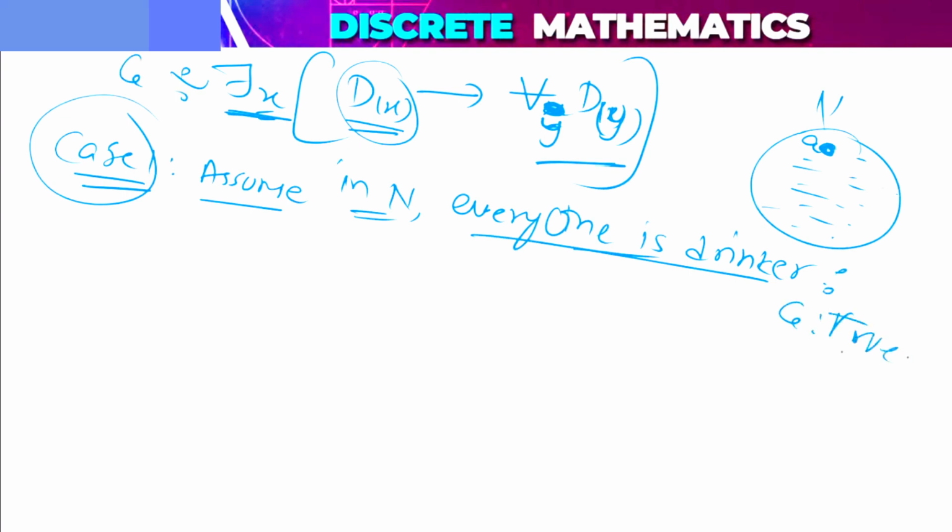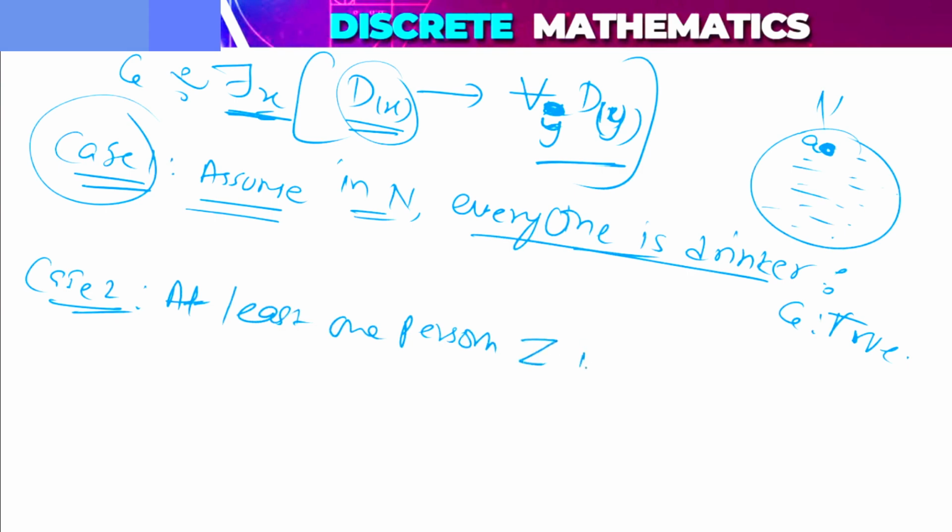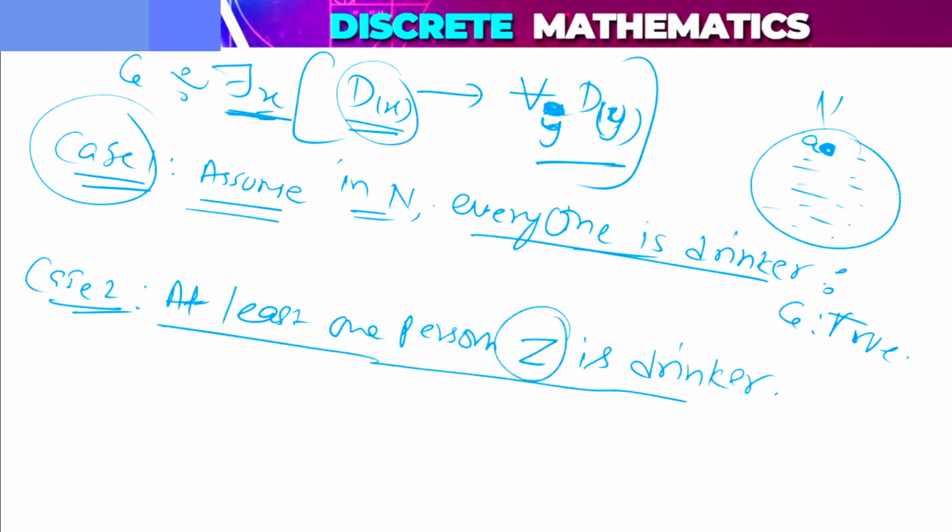Now, what is the second case that is possible? In the first case, I am assuming that everyone is a drinker. So in the second case, at least one person, Z, is not a drinker. This is the case. Now, in this case also, G is true, because of Z.